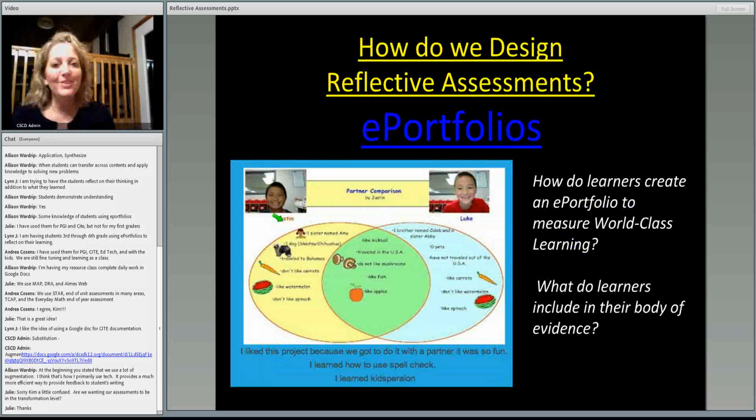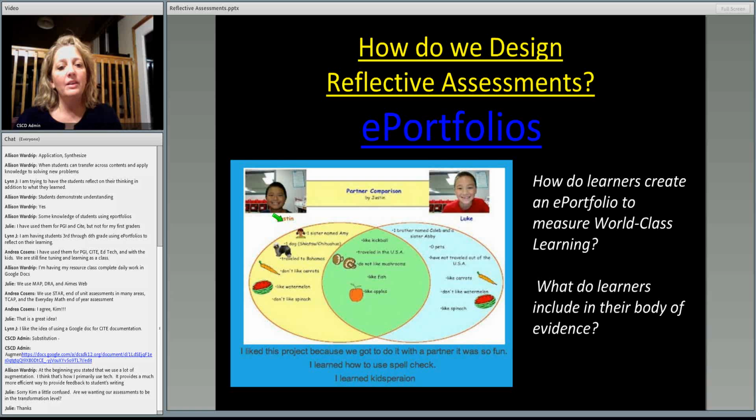So the first one we want to tackle is, how do we design reflective assessments using the ePortfolios? And I have a couple samples to share. So we're going to focus on this topic. I'm going to move out of our presentation here, and I'm going to take you to my desktop so that I can share with you some examples. And how do learners create an ePortfolio to measure world-class learning?